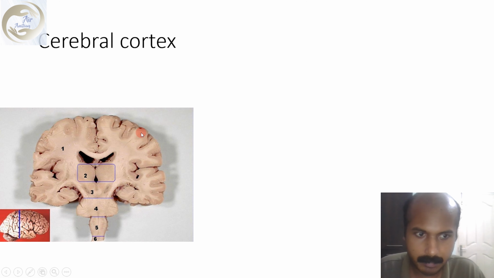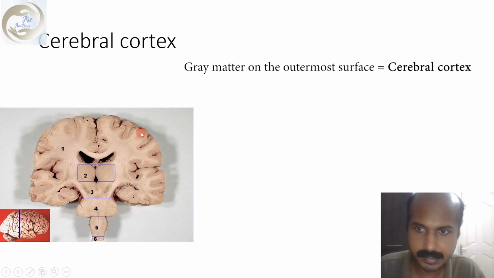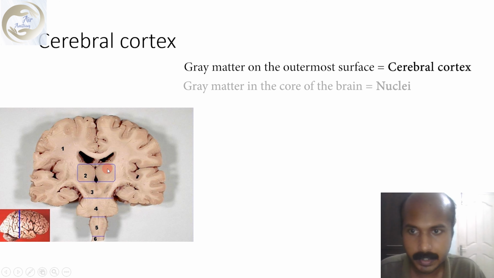This is gray matter. Gray matter on the outside is called cerebral cortex, as I mentioned earlier in a video. And you have also masses of gray matter within the core of the brain, which is not called cortex. They are called nuclei. For example, this is the largest nuclear mass, which is the thalamus. So this is the cerebral cortex.